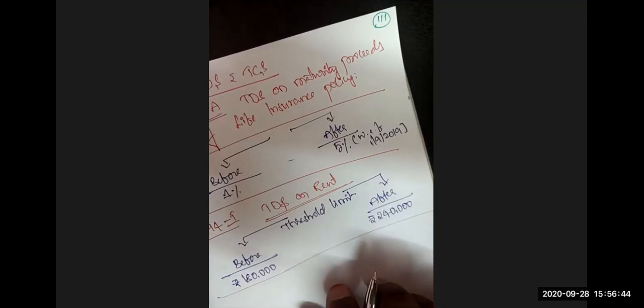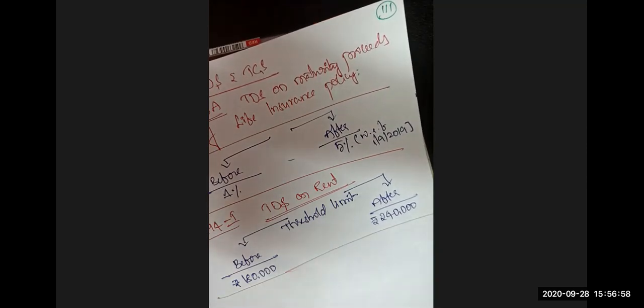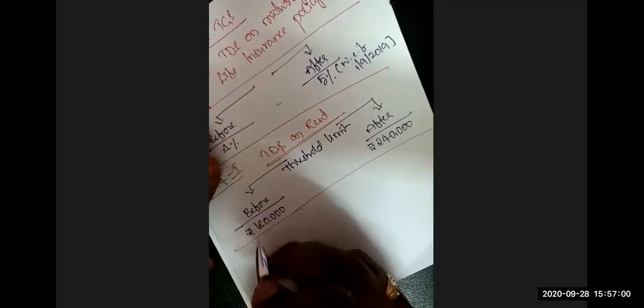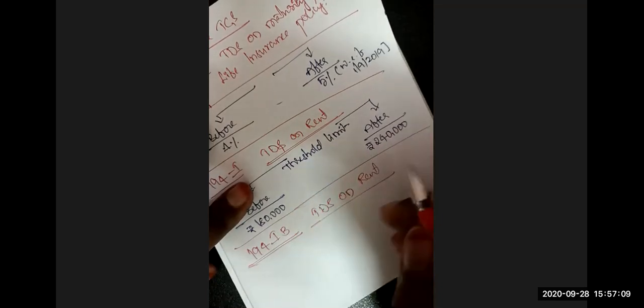Next. 194M, 194N already covered. That's it. Actually, we have one more section as well, 194IB. Again, TDS on rent. What is this? To whom is 194IB applicable?